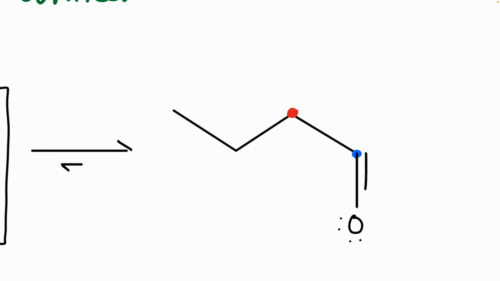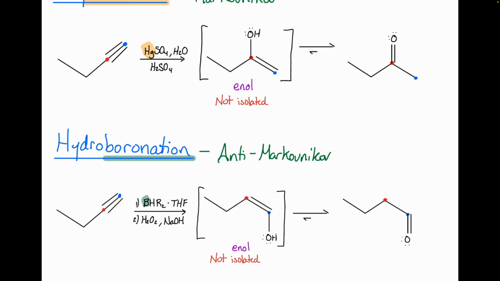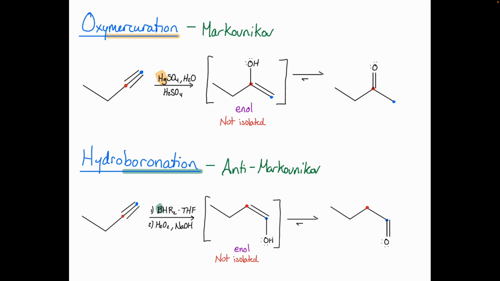All right, so instead of getting an alcohol group in our products, we instead get that carbonyl group. So in my oxymercuration reaction, I have produced this ketone after my keto-enol tautomerization. In my hydroboration reaction, since I had this OH group on the end, I get an aldehyde as my product, again because of that tautomerization.